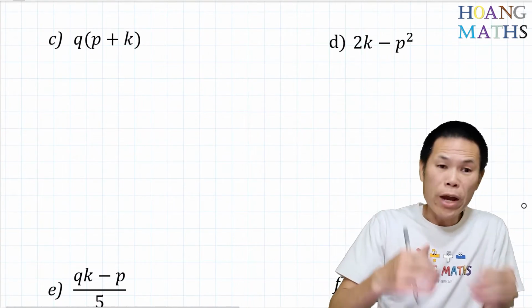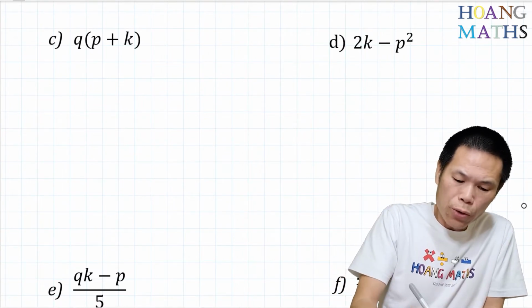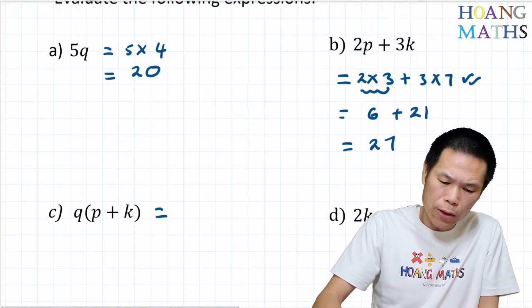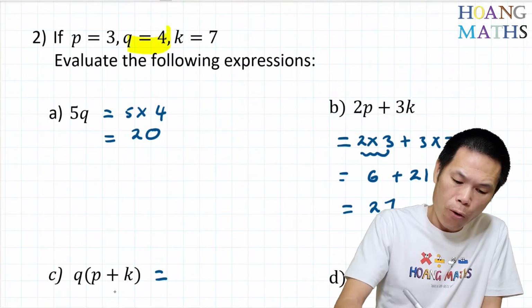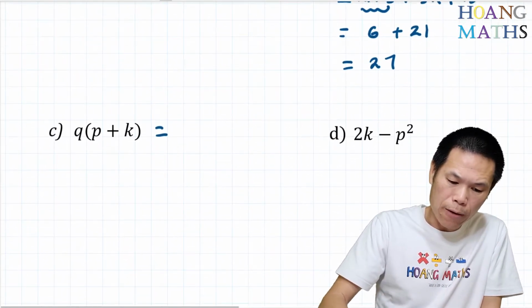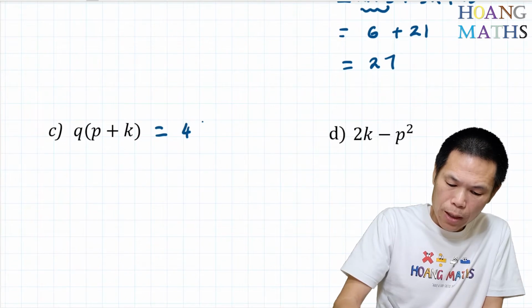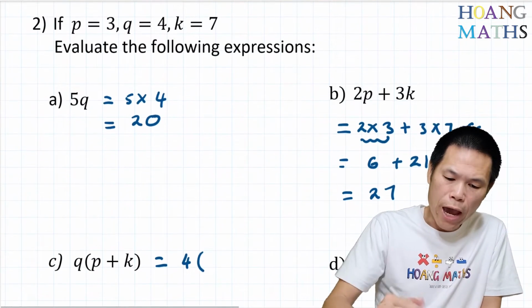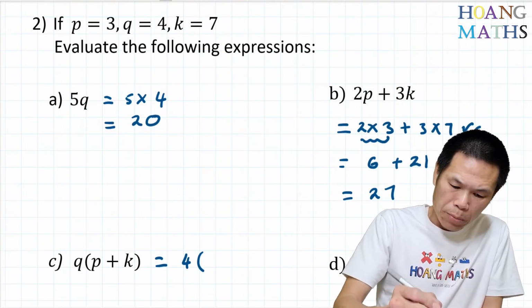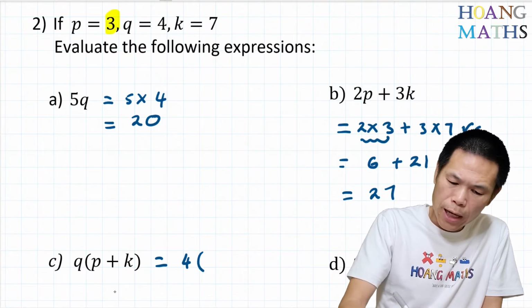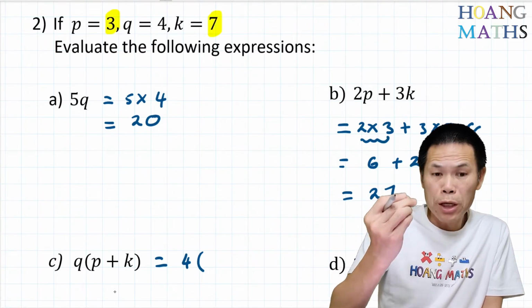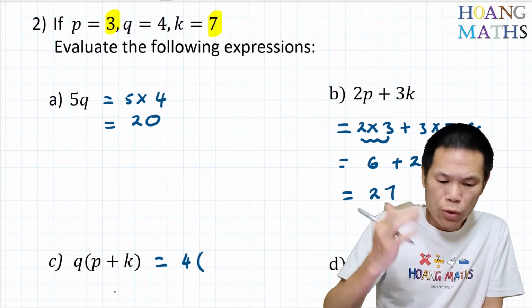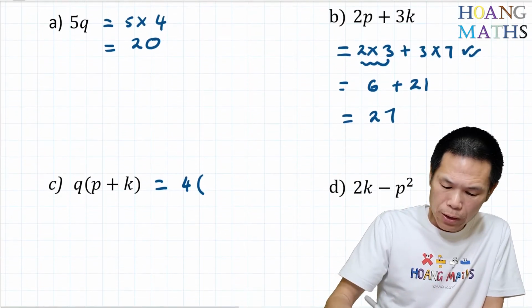Part C. So we have Q. In this case, we know that Q is 4. So we just write it down. And then P. P is 3, K is 7. So P plus K means 3 plus 7. So just write this down.